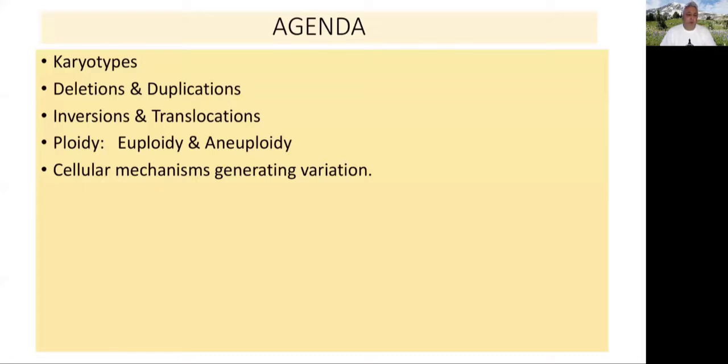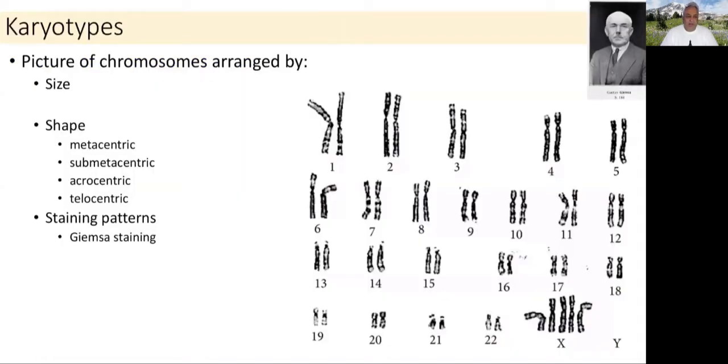A quick review of what a karyotype is. Then we'll move on swiftly to talk about deletions and duplications, and their cousins, inversions and translocations. And then finally, we'll end today with an understanding of ploidy, both euploidy and aneuploidy. And then just to finish off, we'll have a look at molecular mechanisms that can result in variation in these chromosomes within a cell. So let's get started quickly.